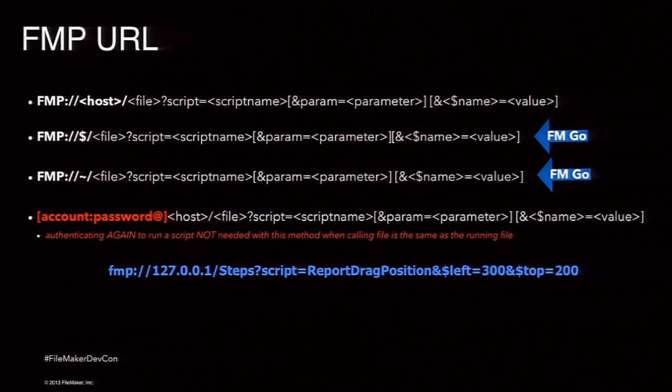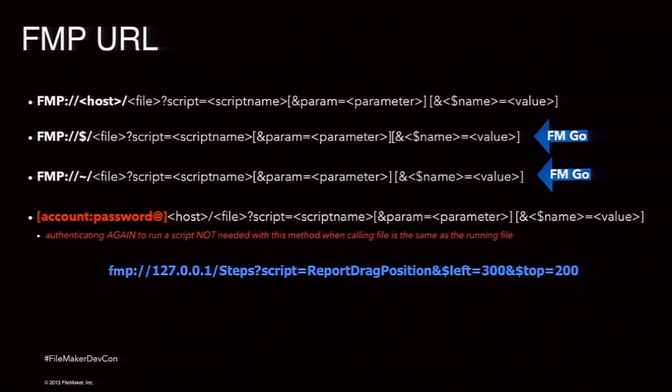So I can identify from where this script is being triggered, and I can run a script and send the script data. All we have to do on the script side is reference the $ variable name that we defined in the URL, and we have all that data available to us. So it's kind of interesting, right? Now the only caveat to this is the file does need to be hosted on FileMaker Server, because the URL has an IP address in it, and we're telling it where it can find that.